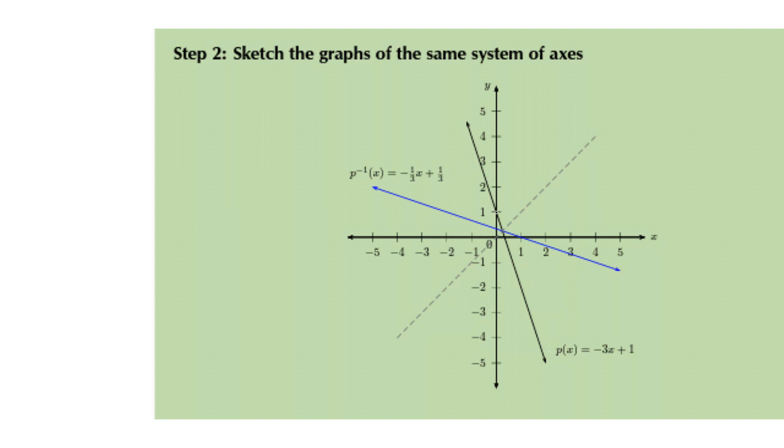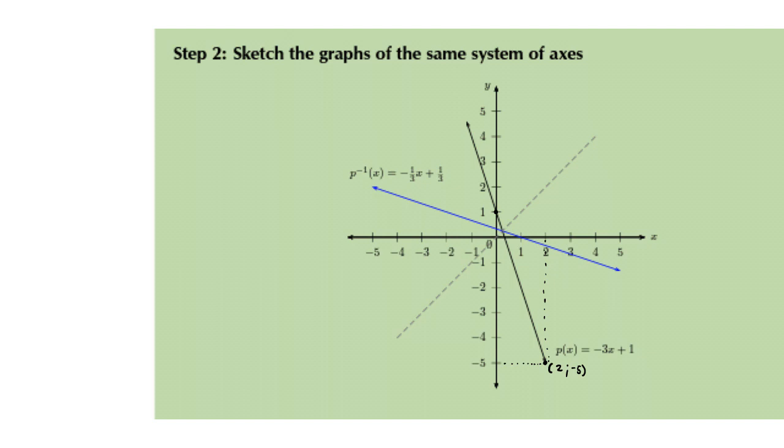We see that it has a y-intercept at 1 and it has a negative gradient. Let's pull out one other point on this graph. When x is equal to 2, we have a y value of minus 5. So this is the point (2, -5). Right, so let's leave that one.